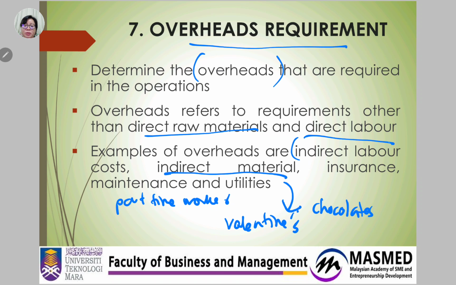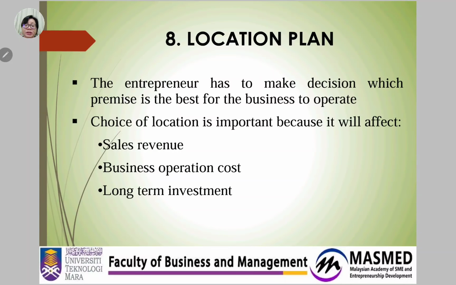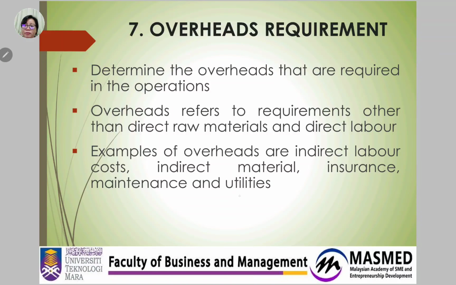At the same time, it could be your wages for your indirect labor, your part-time workers, your insurance, your maintenance, and also your utilities. Utilities will be electricity and water. So list it down, put it in the form of table.